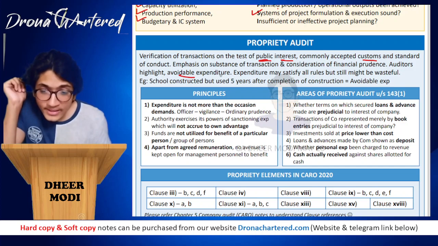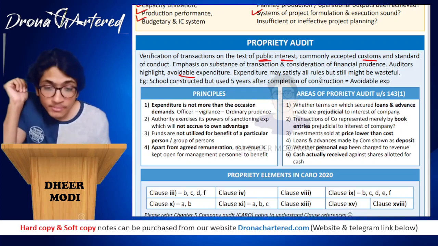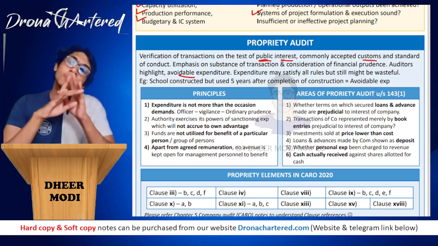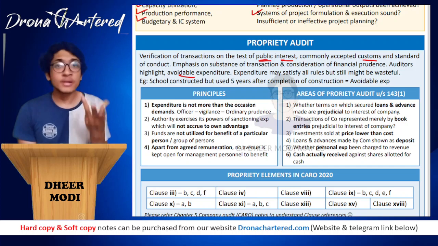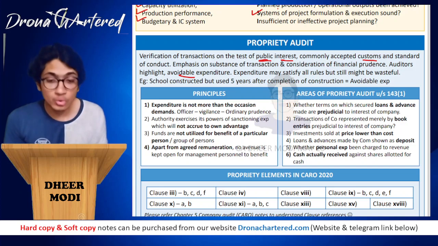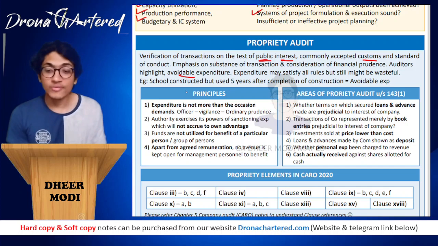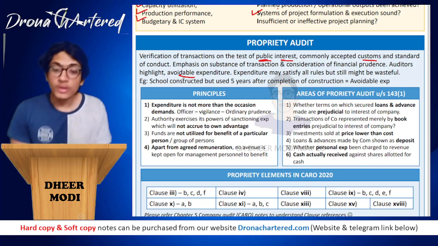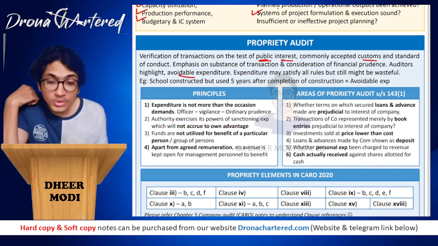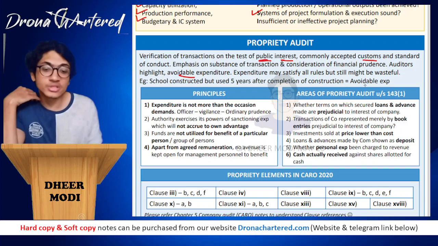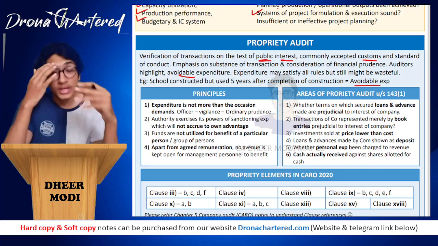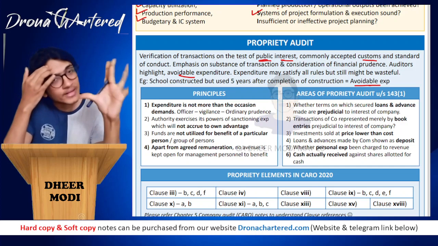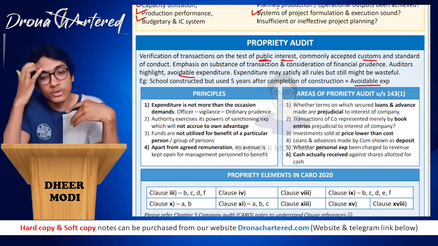Okay, so emphasis on substance of transaction. Auditor will highlight any avoidable expenditure. Expenditure may satisfy all rules, that means all authorizations and everything, but it just does not make sense to do that. It might still be wasteful. For example, a school constructed but used 5 years after completion of construction. Now this is an avoidable expenditure. If you had to wait for 5 years, why didn't you make it later? Why are you spending your money today?